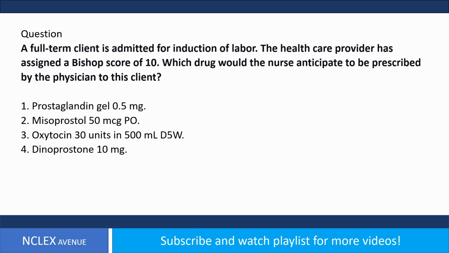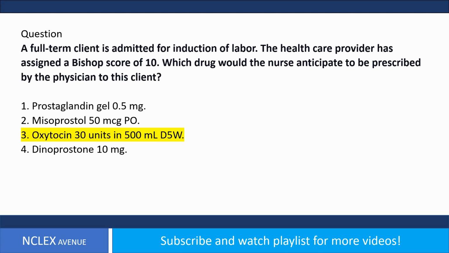Question. A full-term client is admitted for induction of labor. The healthcare provider has assigned a Bishop score of 10. Which drug would the nurse anticipate to be prescribed by the physician to this client? 1. Prostaglandin gel 0.5 mg. 2. Misoprostol 50 mg/GPO. 3. Oxytocin 30 units in 500 ml D5W. 4. Dinoprostone 10 mg.